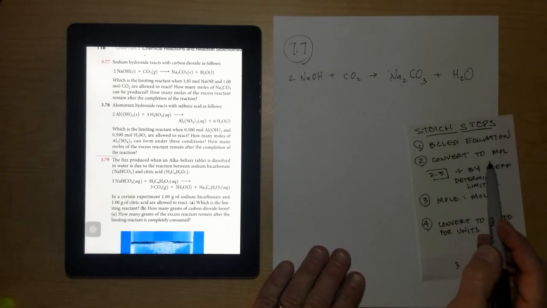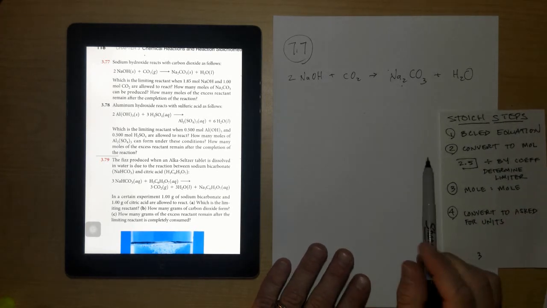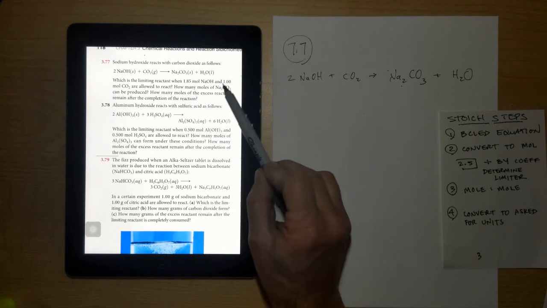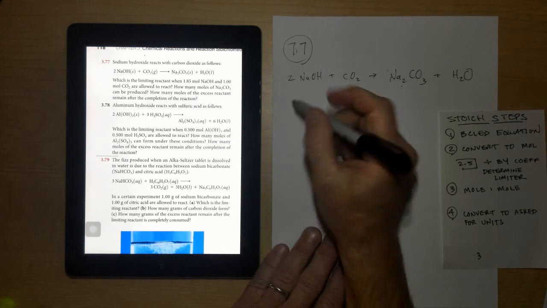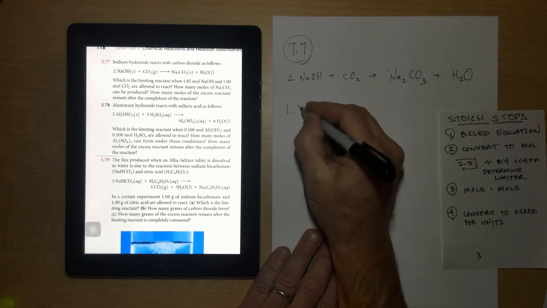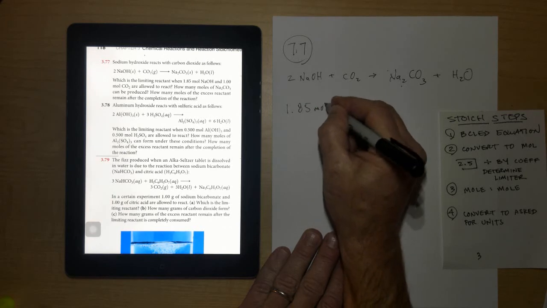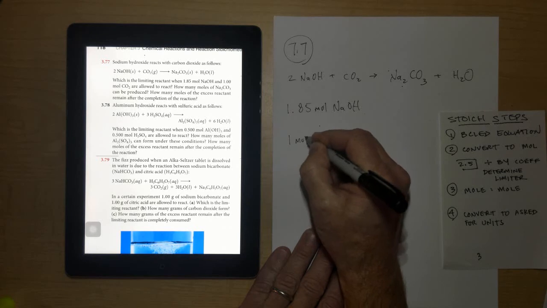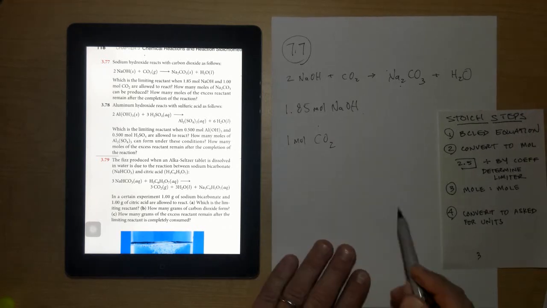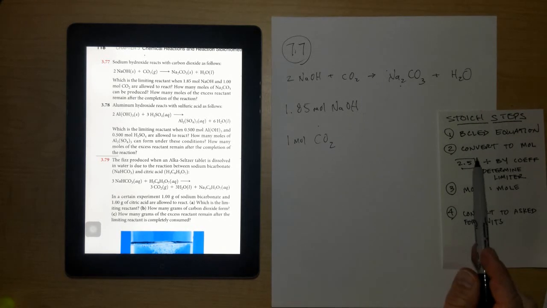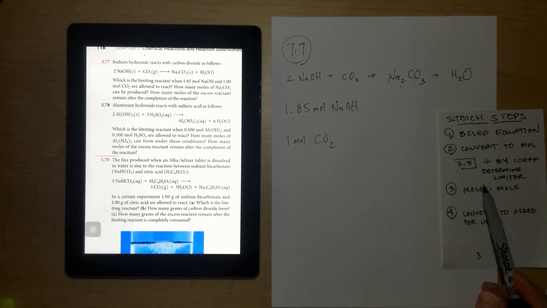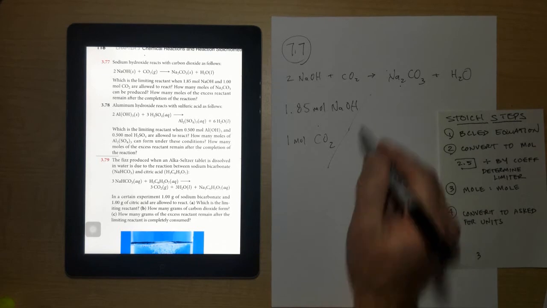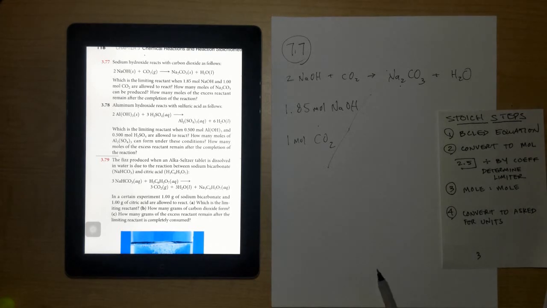That step is done. Then step number 2, convert to moles. Oh, that's done for us already. Way on the left-hand side right here, 1.85 moles of NaOH. Skip a line, 1 mole of CO2. All right, we got step number 2 down. Step 2.5, divide by the coefficient. All right, you try it. Divide by the coefficient. Which one ends up being smaller?